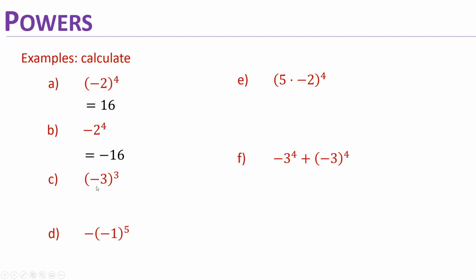Here we have the number -3 raised to the power of 3. So -3 times -3 times -3. -3 times -3 is 9. And 9 times -3 is -27.